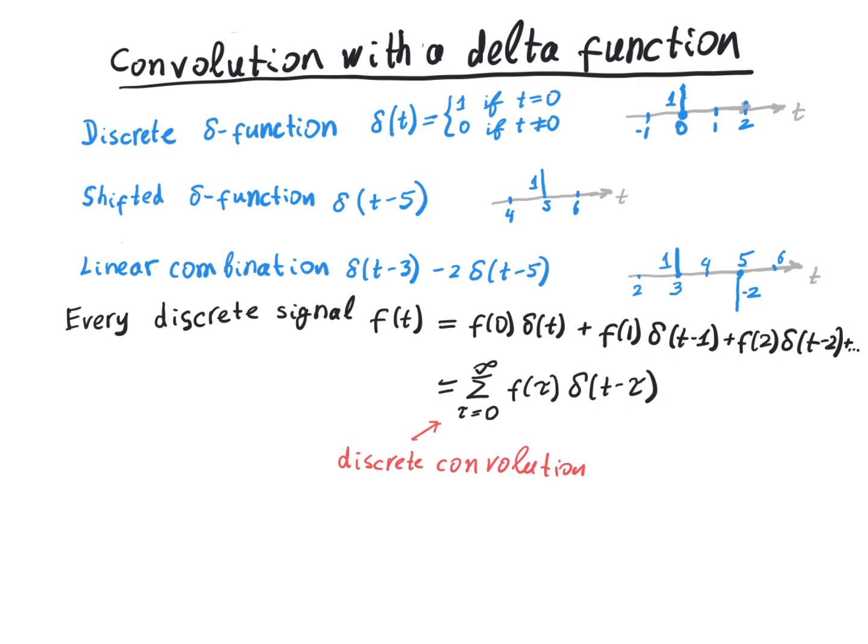So we can write this in the compact form. So we have summation. Each term will be a delta function concentrated at some t value, let's denote it by tau, multiplied by the y value of our signal at the t value tau. So this looks very much like convolution discussed in the previous slide.